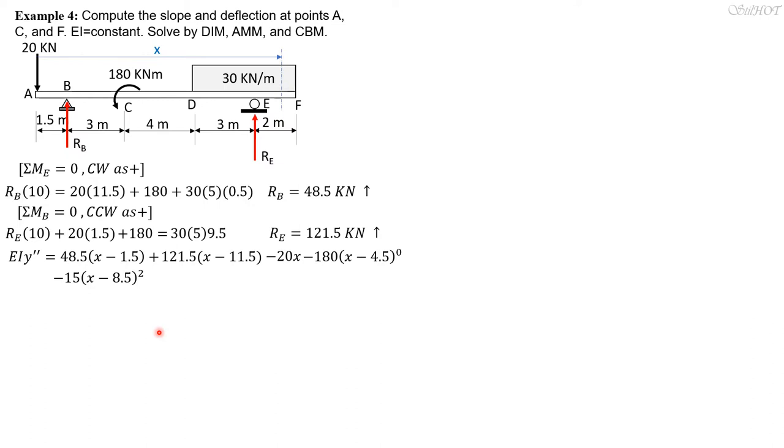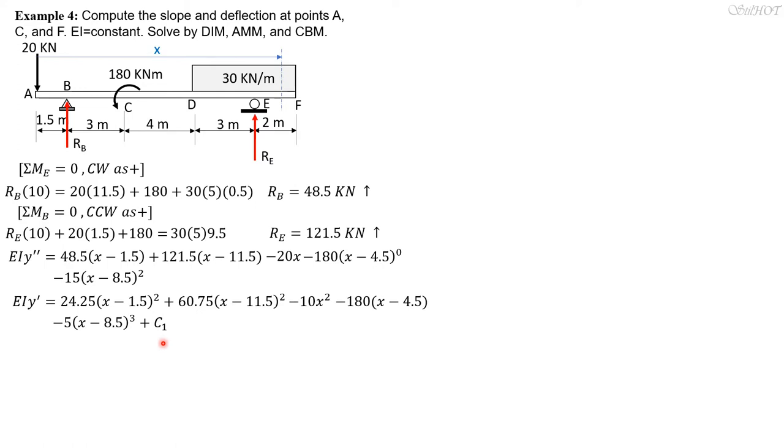Then integrating once, EI y prime equals 24.25 x minus 1.5 squared plus 60.75 x minus 11.5 squared minus 10 x squared, minus 180 x minus 4.5 raised to 1, or x minus 4.5, then divided by 3, minus 5 quantity x minus 8.5 cubed plus c sub 1. So that would be the equation for the slope at any point on the elastic curve.